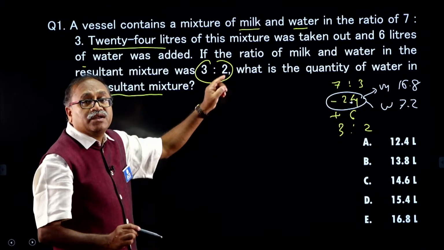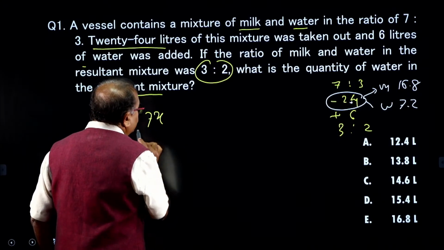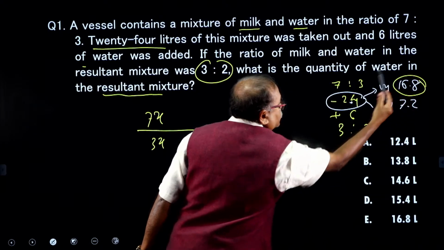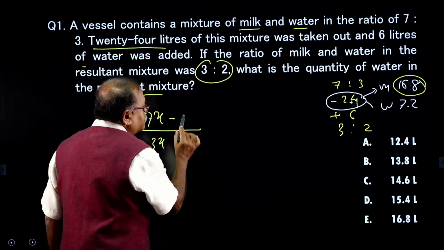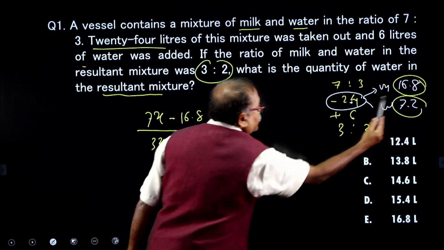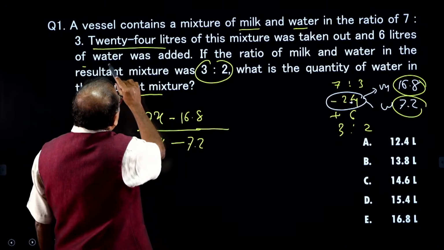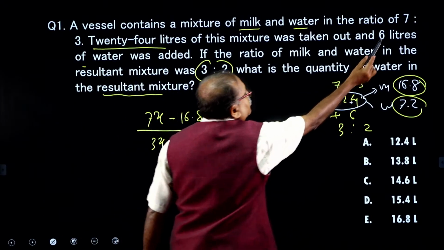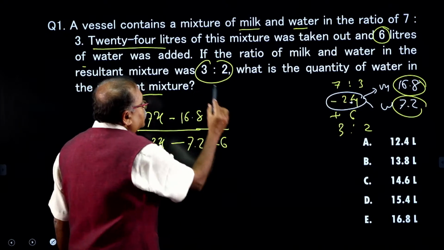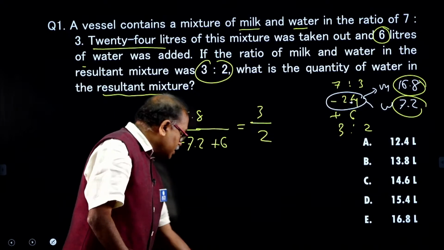So, let us consider the initial value is 7x and 3x. So, this is 7x and this is 3x. From here you have taken out 16.8, minus 16.8, and from here you have taken out the water 7.2, and it is said that you added the 6 liters of water. And what happens? The ratio becomes 3/2. Yes, friends, you can answer the question now.